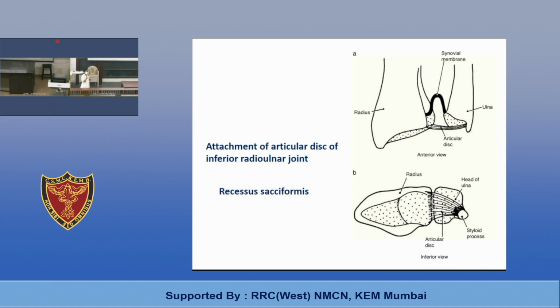So it is a triangular disc, a fibrocartilaginous disc, triangular. The apex is attached in between the styloid process and the head of ulna, and the base is attached to the lower margin of the ulnar notch of the radius. Okay, so that's how it extends. And if you see it from below, it is like this.